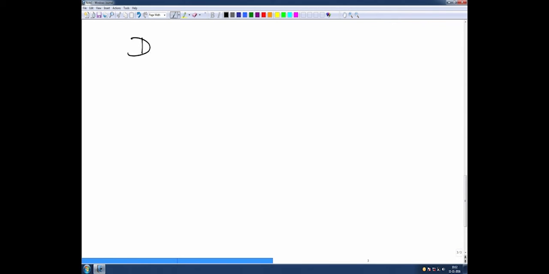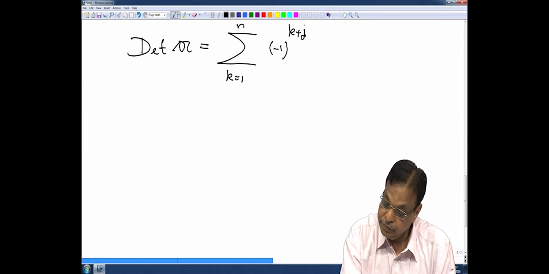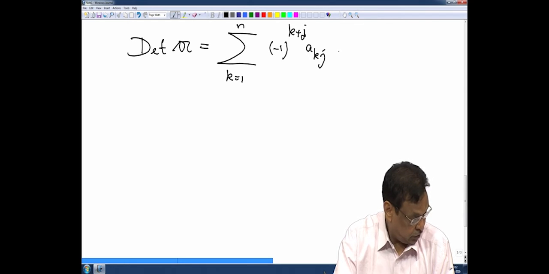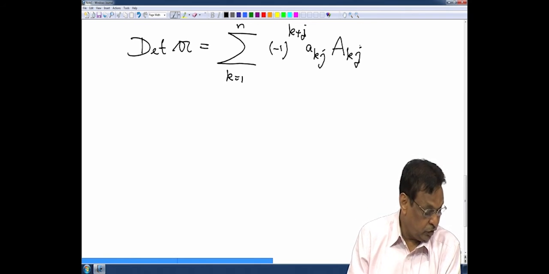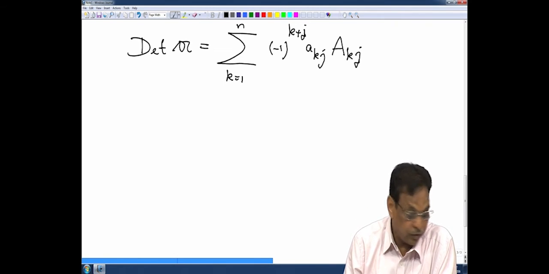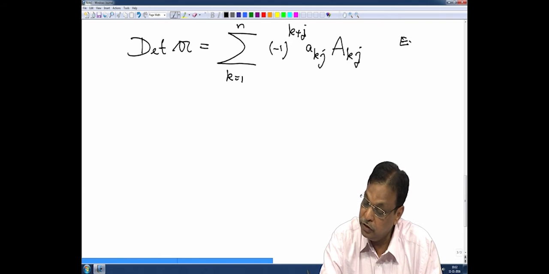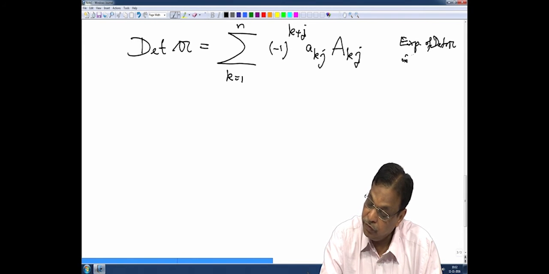the determinant of A equals the summation running from k equal to 1 to n of (-1) power k plus j times the kj-th entry of the matrix times this capital Akj. This is the expansion in terms of the jth column. So just remember, this is the expansion of det in terms of the jth column.